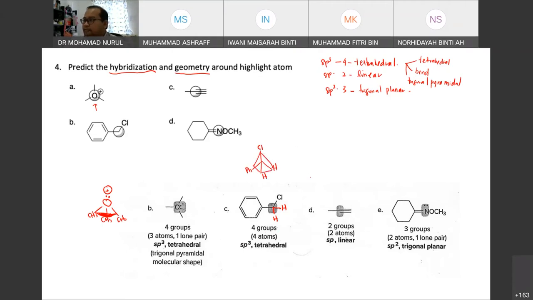And second last is alkyne triple bonds. So they have two groups, two atoms, sp hybridization, it should be linear. And lastly, three groups, because they have a pi bond here, that's why we have oxygen, and also lone pairs, it is trigonal pyramidal. It's quite easy to understand this one. And if you have any question, we can discuss this one further.